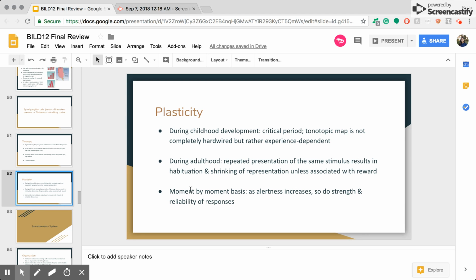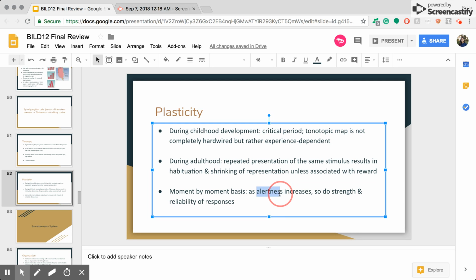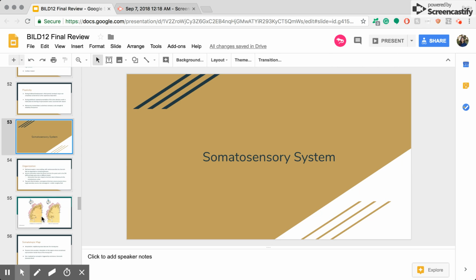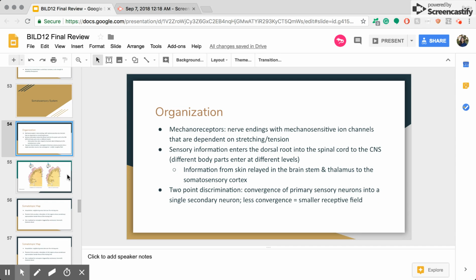And then lastly, you have a moment by moment basis, which is just talking about alertness. You'll learn about this again in attention, but as alertness increases, your responses increase.